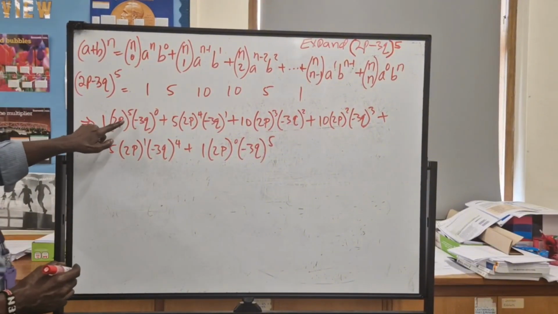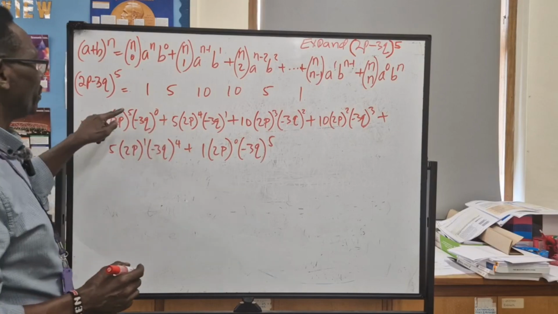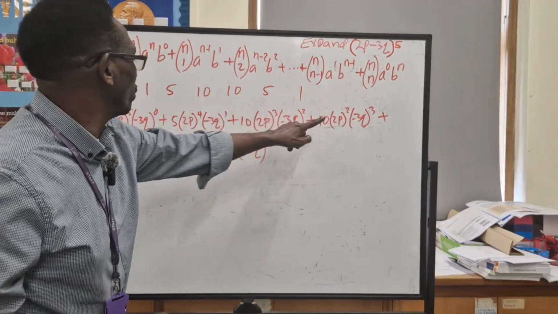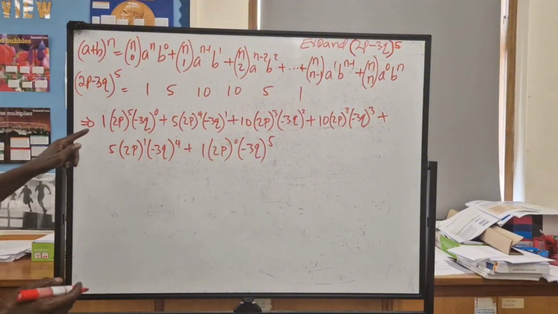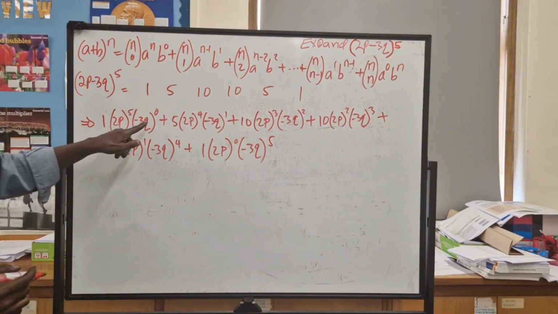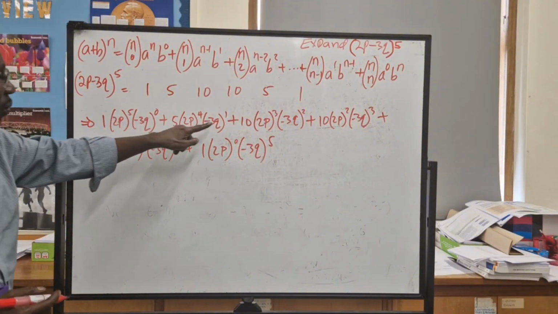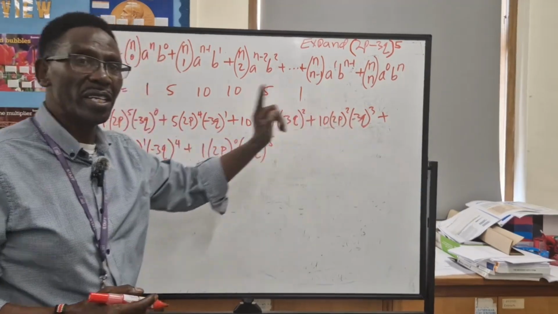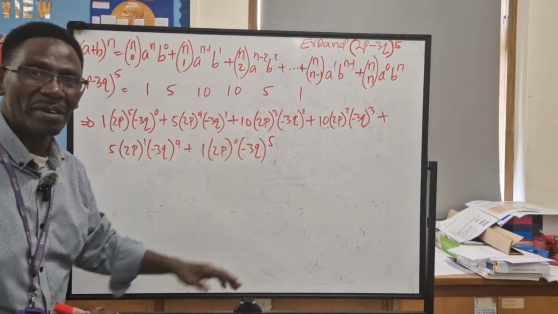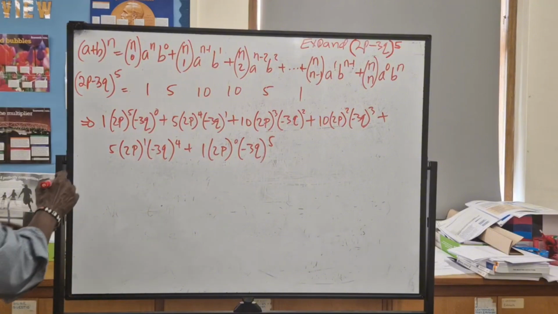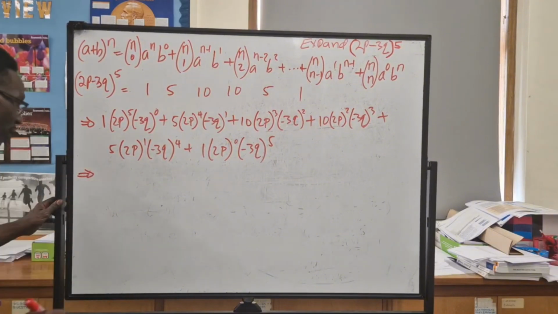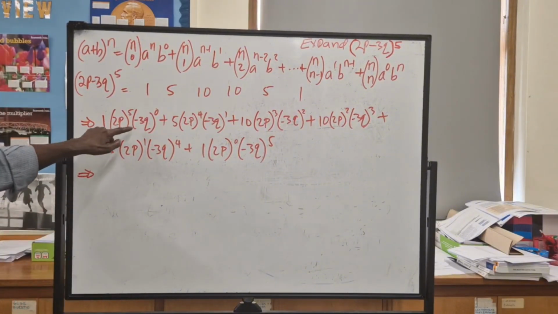Secondly, we've got 2p to the power 5, and you can keep on checking that: the powers 5, 4, 3, 2, 1, and 0. Those are the powers of 2p. The powers of negative 3q start with 0, then 1, 2, 3, 4, 5. And so far we're good. Now what we need to do is simplify the expression. So here we go.